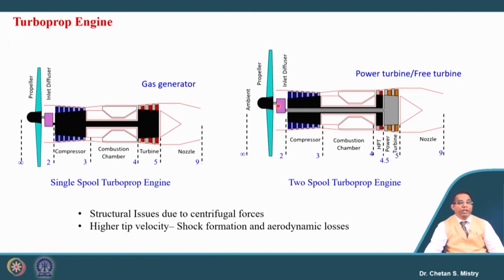And we have seen here our propeller will be rotating at a lower speed. There is a special reason we have discussed, which is a concern of structural issues because of centrifugal forces. We will have a higher tip speed if my rotational speed is higher, and with constant diameter, if we consider, the shock will be forming near the tip region, and that will lead to increased aerodynamic losses. So, this is all about the turboprop engine.